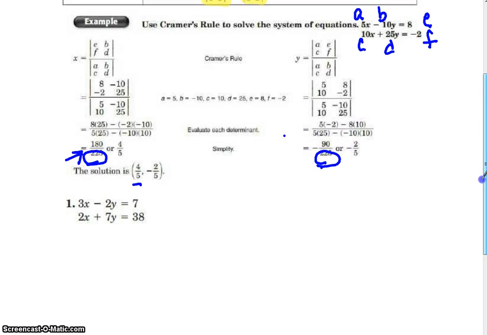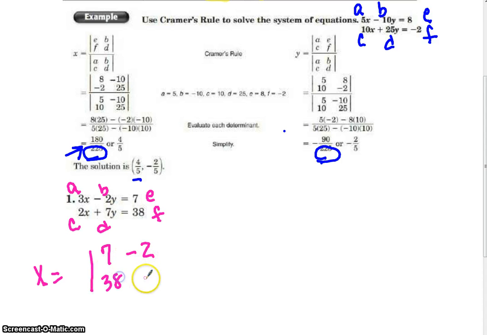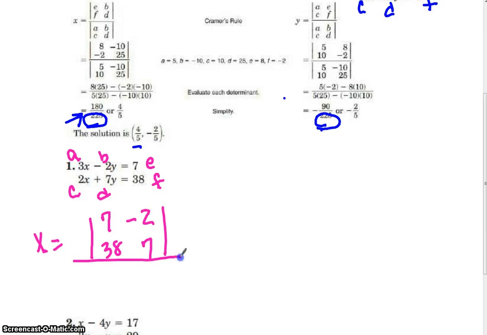So let's try one. We need to first label. We have a, b, c, d, e, and f. So for x, on the top, you have to do e, b, f, d. It's kind of like your far right ones. So you're going to have 7, negative 2, 38, 7. On the bottom, it's a, b, c, d. So on the bottom, it is 3, negative 2, 2, 7.